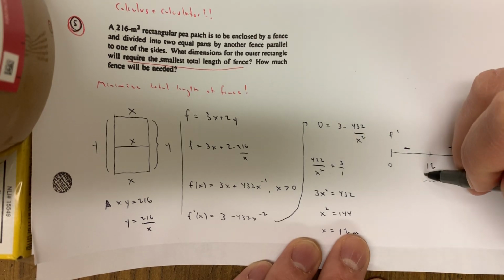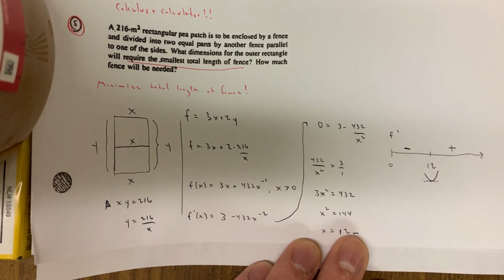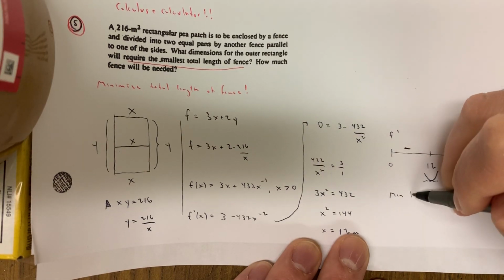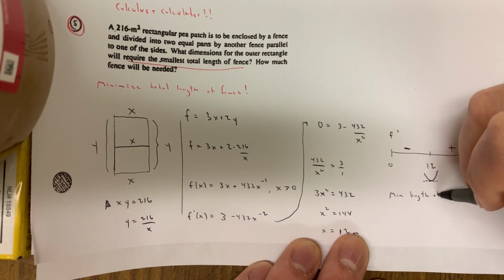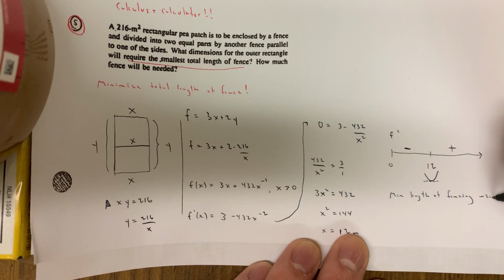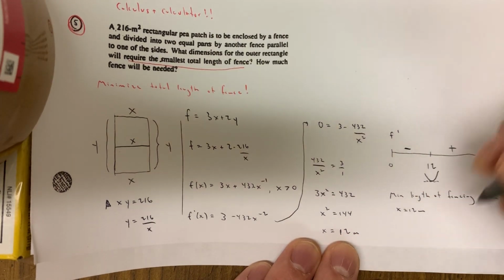And here you can see if f prime changes from negative to positive, f, this fencing function that we're thinking about, has to change from decreasing to increasing, which means it's going to have a minimum. So now we know the minimum length of fencing, on guard, we'll say, occurs when x is equal to 12 meters. And then look, that's the blurb that describes the line.